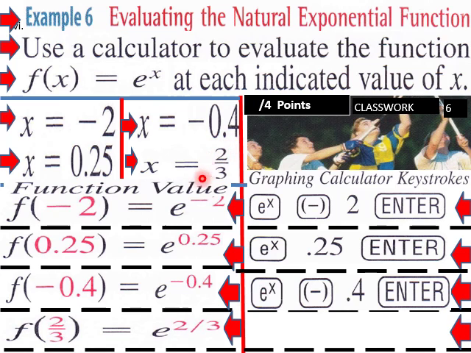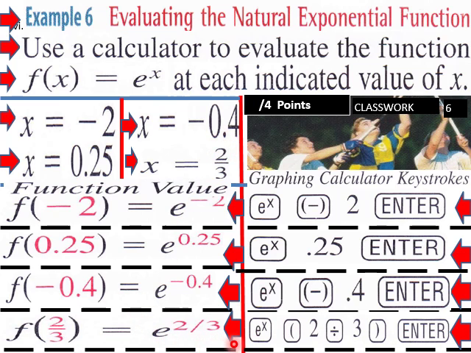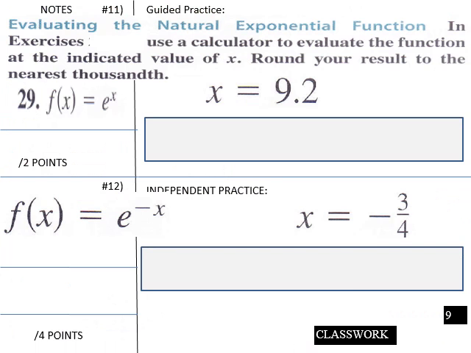So again, f of 2/3 would be e to the 2/3, and this is how you would enter it. Here you would use parentheses: open parentheses, 2 divided by 3, close parentheses, and hit enter, and that would be what you get from your calculator. So let's go into our next example here, our guided practice and then our independent practice.